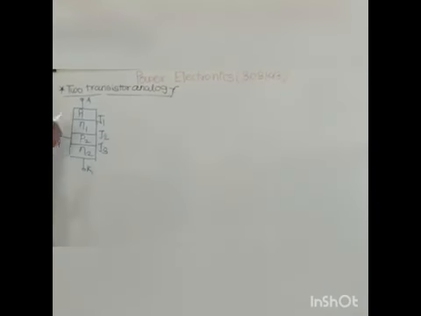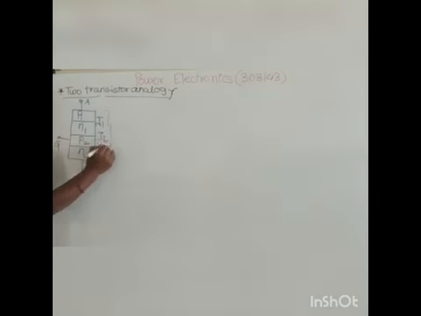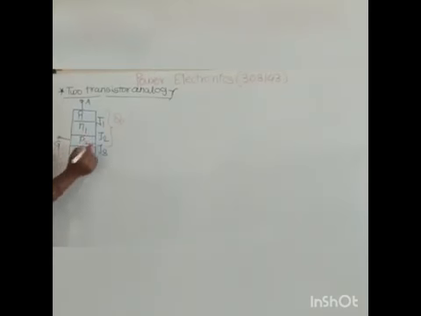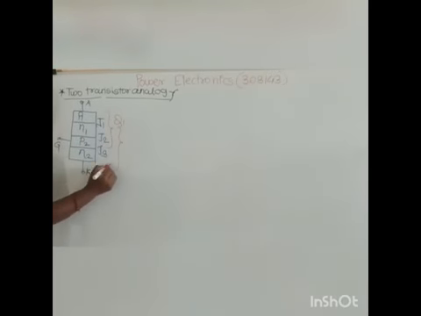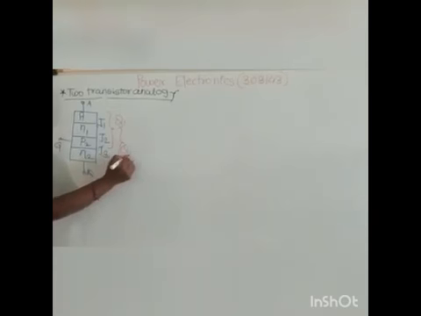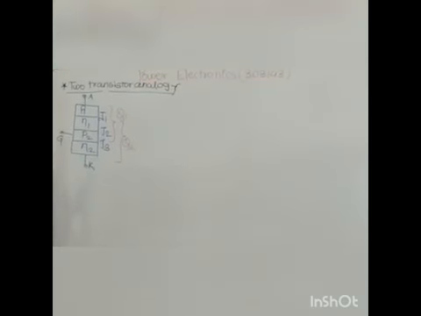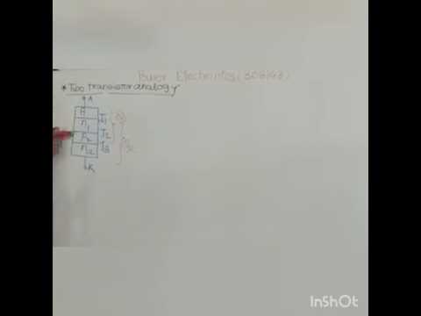Now we have to learn the two transistor analogy. It is nothing but the combination of two transistors. See, this PNP is transistor number 1, say Q1, and NPN is transistor 2, named Q2. These are the two transistors, Q1 and Q2, means we can say that this SCR is the combination of two transistors, PNP and NPN. Now, see how it will be fabricated.